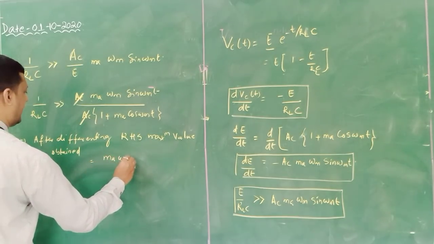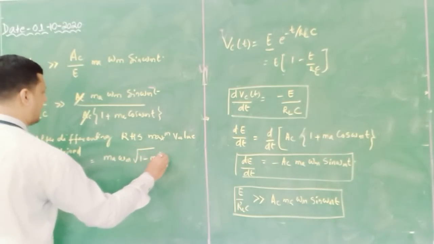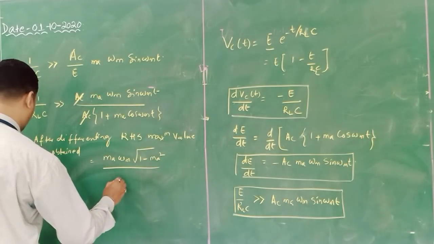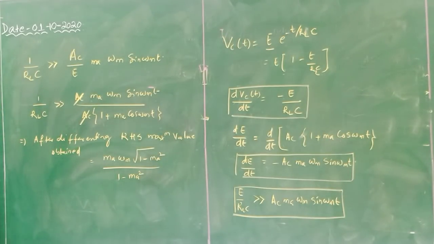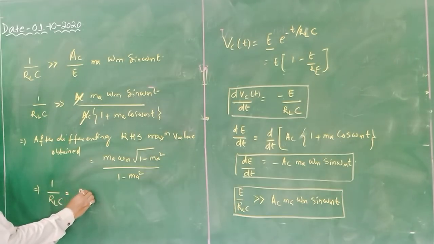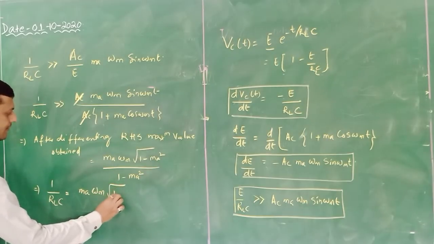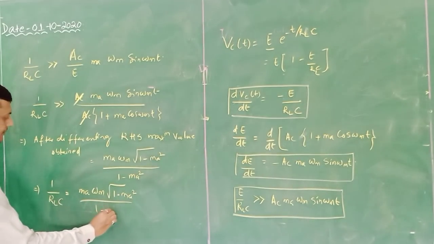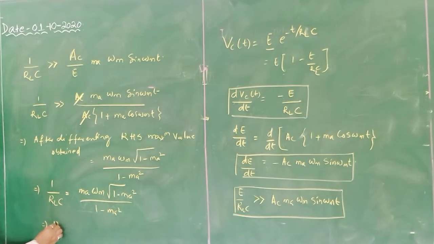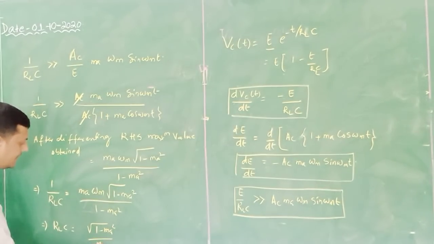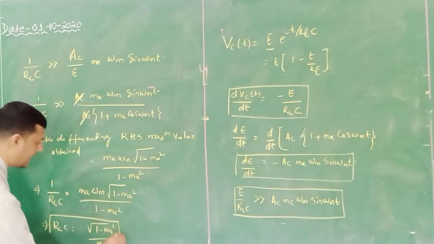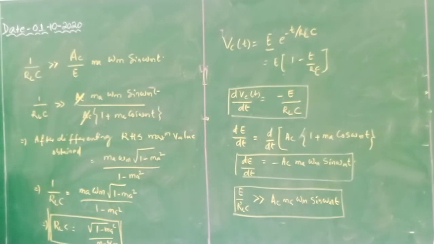If the maximum value is obtained, we will get Ma omega_m root of (1 minus Ma squared) divided by 1 minus Ma squared. So 1 by RL into C equals Ma omega_m root of (1 minus Ma squared) divided by 1 minus Ma squared. Here I can write RL into C, taking it upside down, as root of (1 minus Ma squared) divided by Ma into omega_m. So the time constant is related with respect to the modulation index.